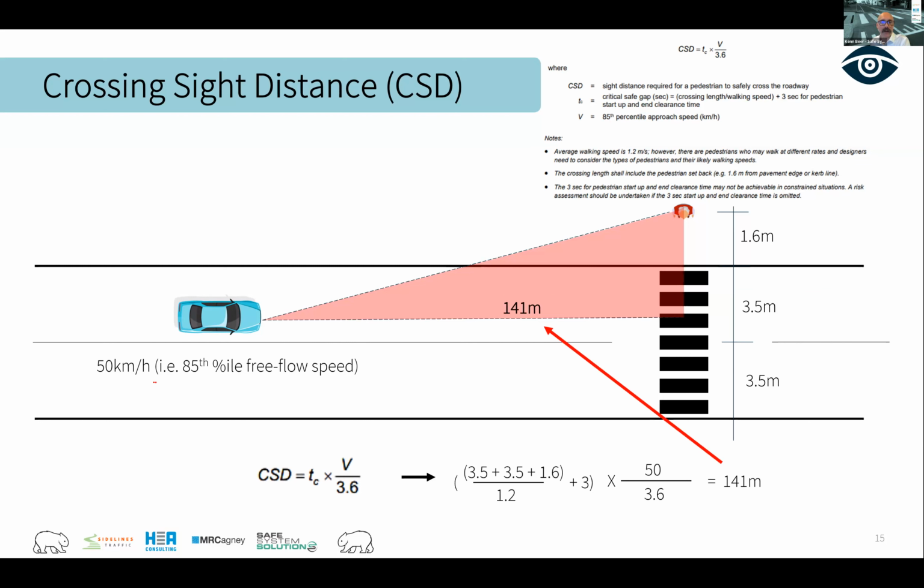Okay, in practical reality, that is excessive in my opinion. But it's what you would get in an ideal world. You might be able to meet that. But this is talking about 85th percentile flow, non-raised crossing, just a zebra crossing.